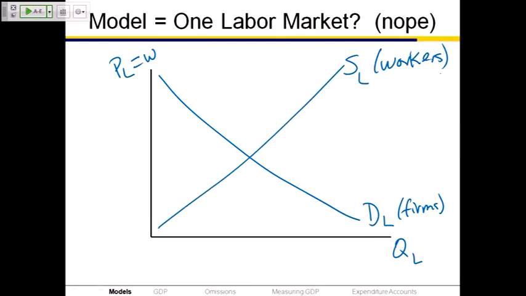Heck, if somebody's going to pay me $400 an hour, I'm more inclined to work for them than if they're going to pay me $4 an hour. So at a higher wage, people want to work more. At a lower wage, people want to work less. We've got an upward sloping supply curve. Bring it together, and we've got equilibrium, where supply equals demand.